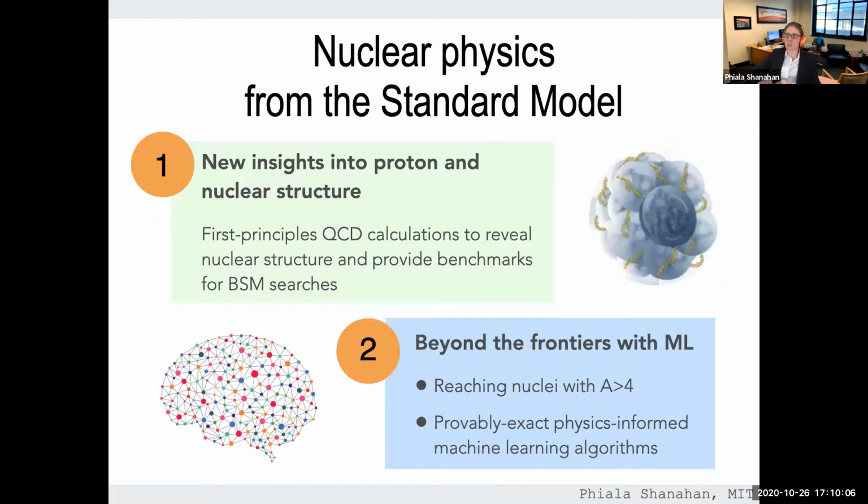Okay, so this is the summary. I talked about nuclear physics from the standard model and how that can give us new insights into proton and nuclear structure, both to reveal nuclear structure for its own sake, but also for benchmarks and backgrounds for searches for beyond standard model physics. And then how, since we're computation limited, new algorithms and machine learning can help us break those computational barriers and do more exciting physics.